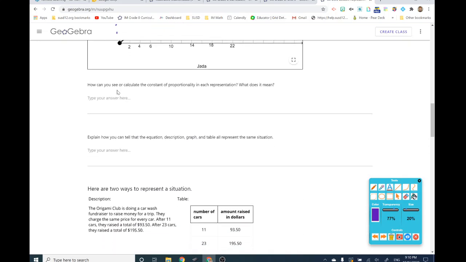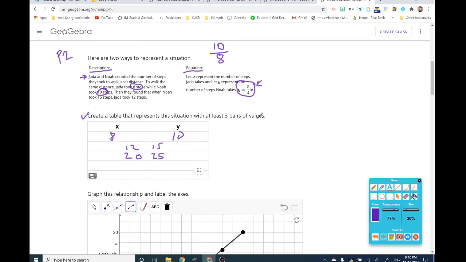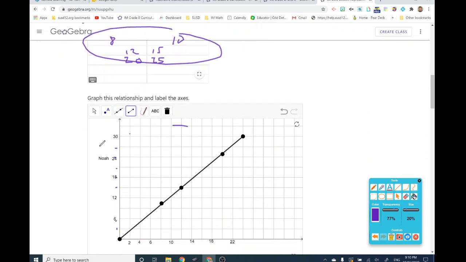How can you see or calculate the constant of proportionality in each representation? And what does it mean? Okay, hold on. What are they talking about, each representation? Here it says each representation. What's that? Well, the representation was the data table and the graph.